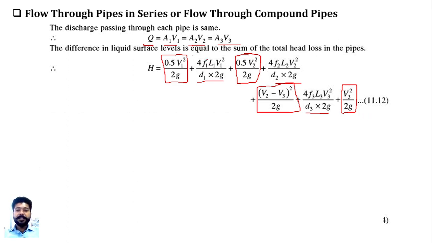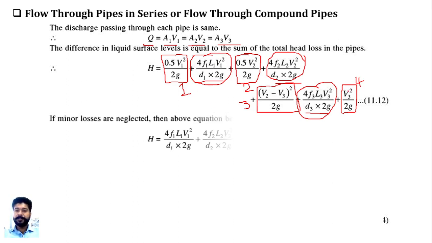In this equation you can see the square boxes. These are 1, 2, 3 and 4, so a total of 4 minor losses are there. And this one is 2 and this one is 3. So these 3 losses are known as the head loss due to the friction in a pipe. These 3 are the major losses in a pipe, and these 1, 2, 3, 4 are the minor losses in a pipe.